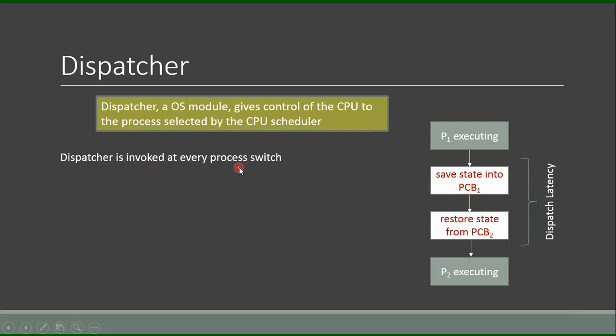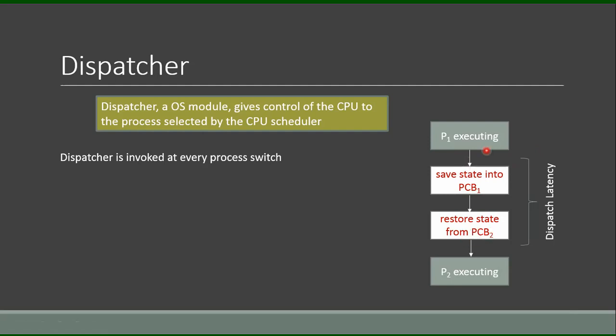The dispatcher is invoked at every process switch. So whenever the CPU scheduler selects a new process for execution, the dispatcher will be invoked. And the dispatcher will save the context of the old process and restore the context of the new process.